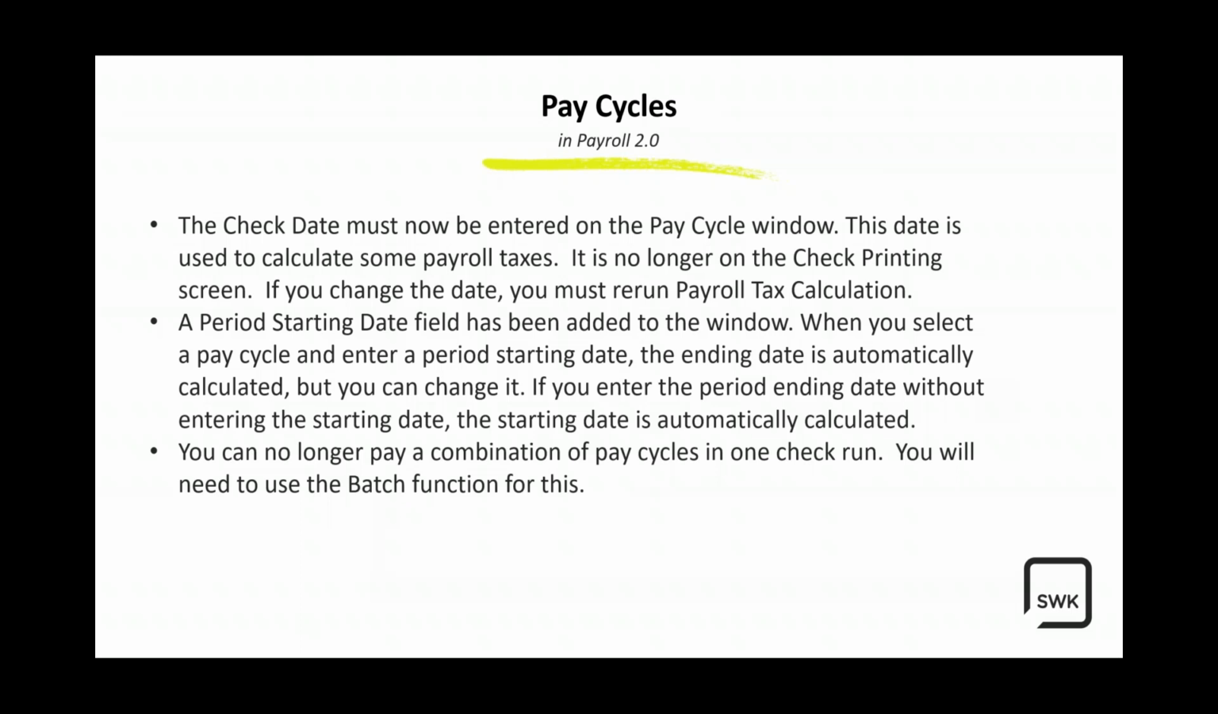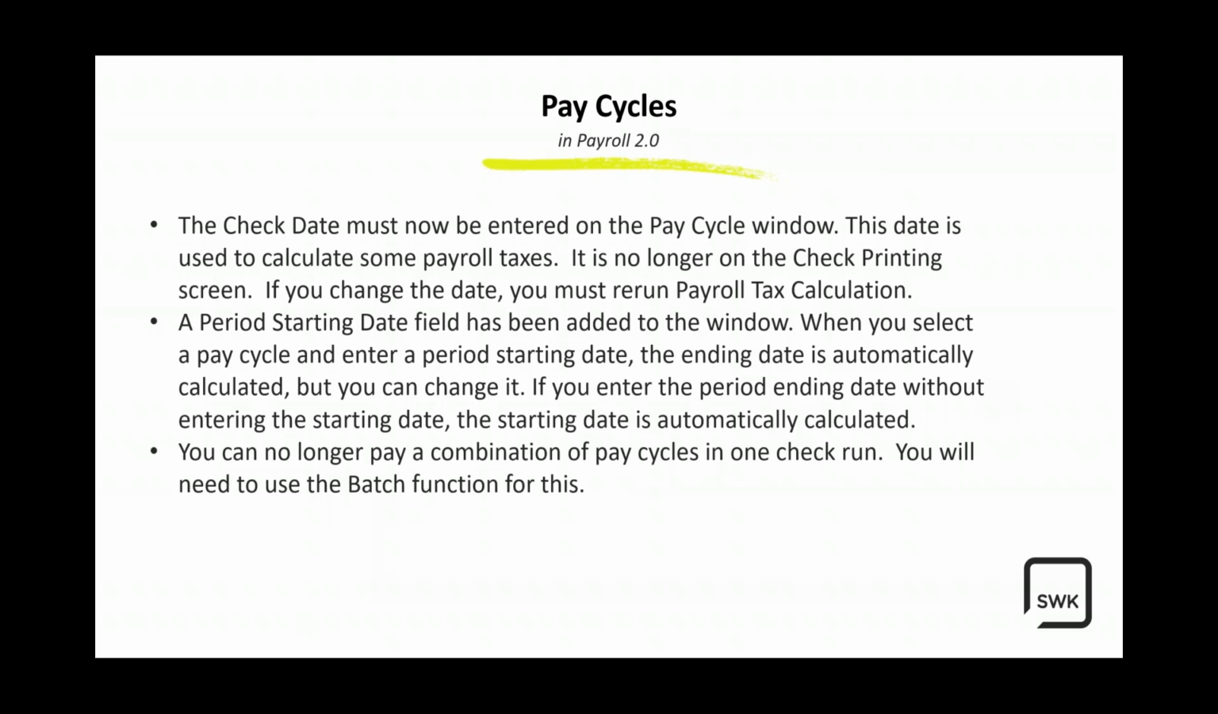Well, that you don't have to worry about that anymore. Now when you're setting up the pay cycle at the beginning of the payroll run, that is where you will now enter the check date for that, and the system will automatically use that date when you go to cut checks. The other thing is you're going to notice you will no longer be able to combine pay cycles in one cycle, in one check run anymore.